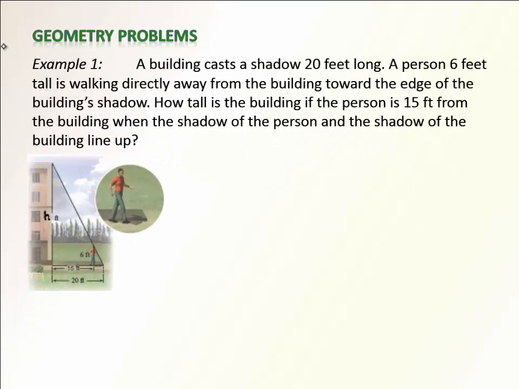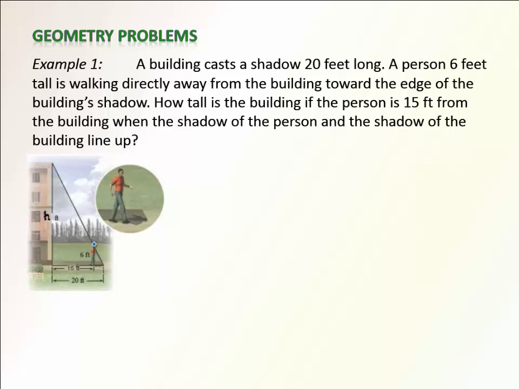So keeping all those points in mind, let's solve some typical problems. The first example will be from geometry problems. Here we have a building casts a shadow 20 feet long. A person 6 feet tall is walking directly away from the building toward the edge of the building's shadow. How tall is the building if the person is 15 feet from the building when the shadow of the person and the shadow of the building line up?